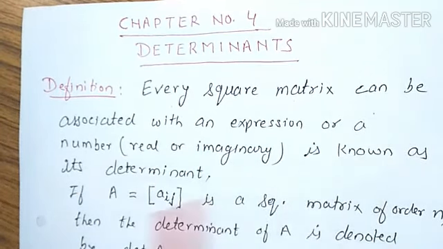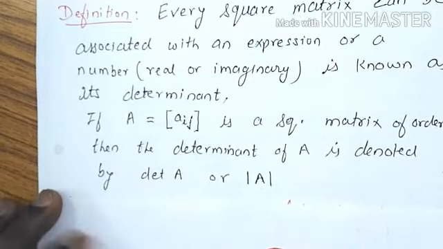If A is a square matrix with the general element Aij, then the determinant of A is denoted by det of A, det being the short form of determinant. Or we write two vertical lines and within them we write the matrix A. So this way also we can represent the determinant.